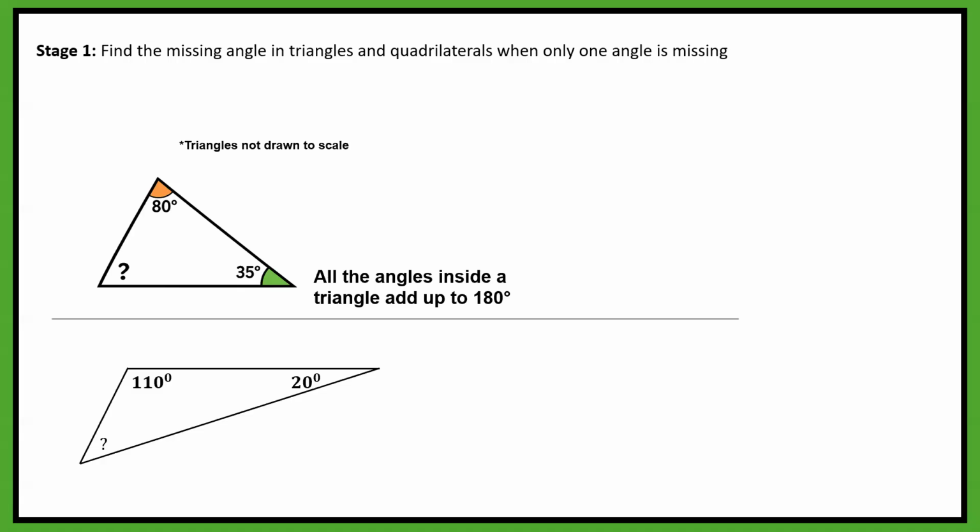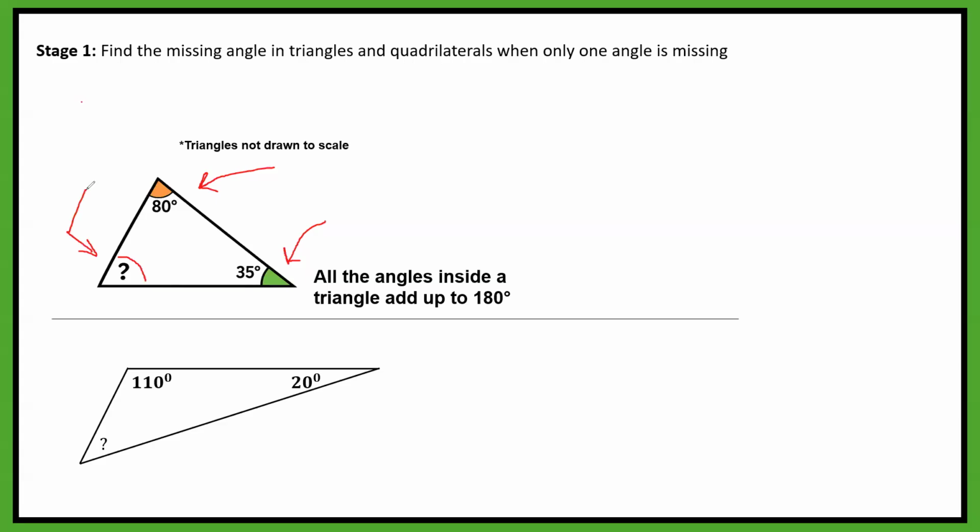Take a look at the top triangle. Okay, we've got three angles, obviously, because it's a triangle, three angles. We've got an angle of 80 degrees, an angle of 35 degrees, and here we've got a question mark. In other words, we are not given its angle. We've got to work out its angle.